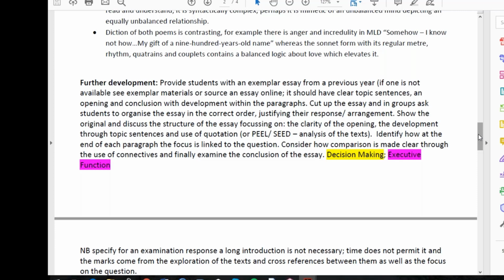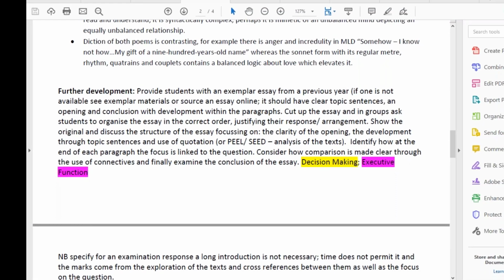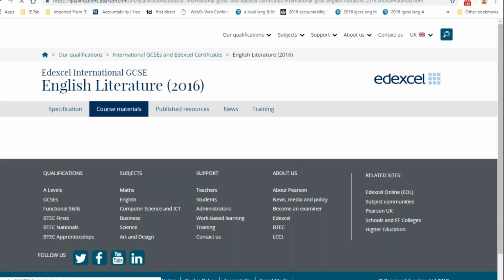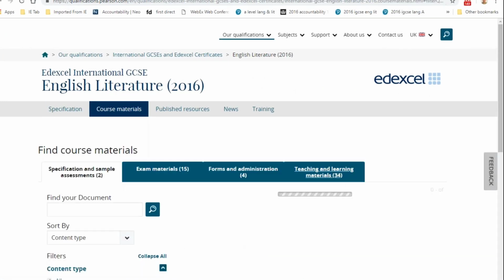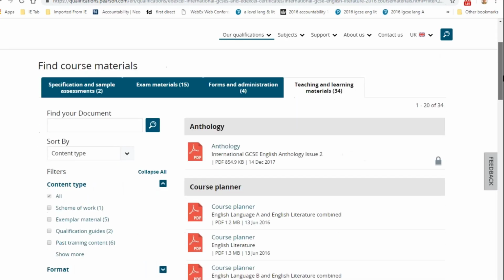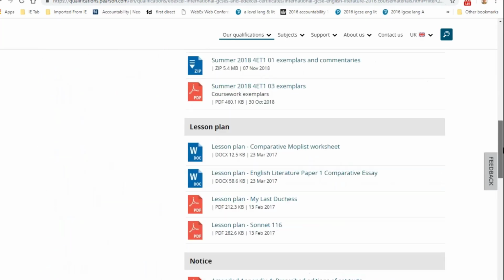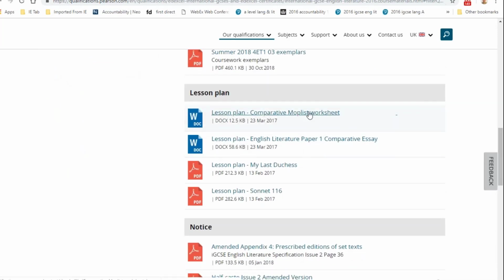Becky's just asking about where these resources are that I just showed, the mop list and everything. They will be in the pack for this event. I've put all the materials there, but I'll show you where they are otherwise. Course materials, teaching and learning, and the mop list is here. That's the grid where you compare the two poems, and that's the lesson plan I was just showing you. I just went on to the website to see what we had offered.